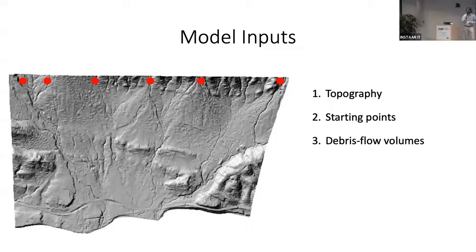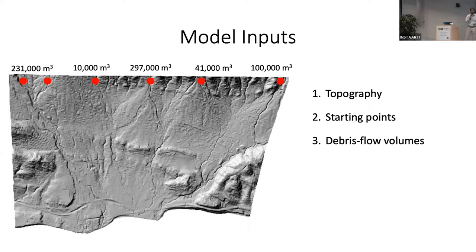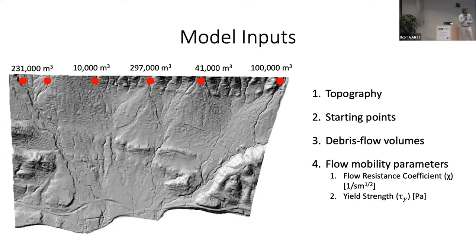It also requires values for debris flow volumes. So for this scenario, we used observed sediment volumes made in the days following the event. And the volumes shown here are the volumes for each of the five watersheds. And then finally, the model requires two flow mobility parameters. And so they are the flow resistance coefficient and the yield strength. And these are parameters that at this point need to be calibrated for each site.